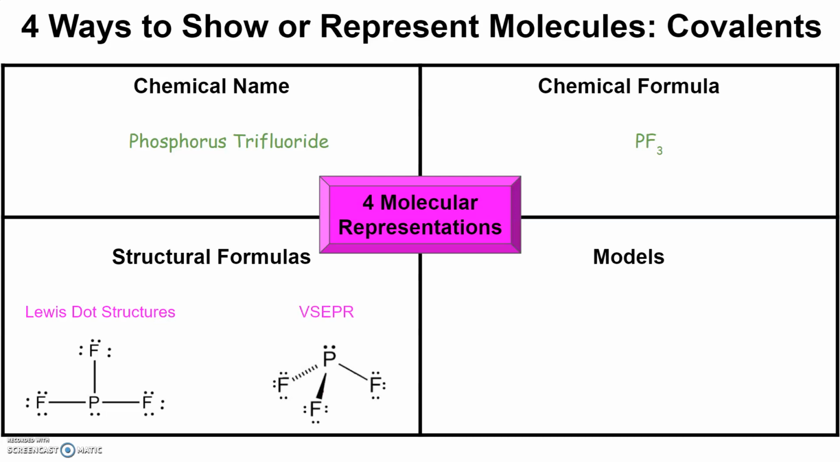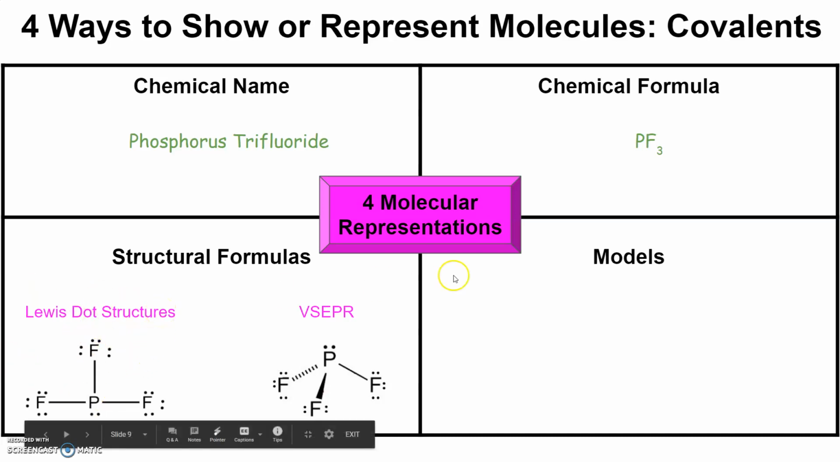The next type of structural formula is the valence shell electron pair repulsion theory structure. This structure is similar to the Lewis dot structure in that it shows you the number of atoms and how the atoms are connected. But it gives you a little bit more information because it gives you a sense of the 3-dimensional shape of the molecule. Whereas Lewis dot structures are 2-dimensional and flat, they don't give you that information.